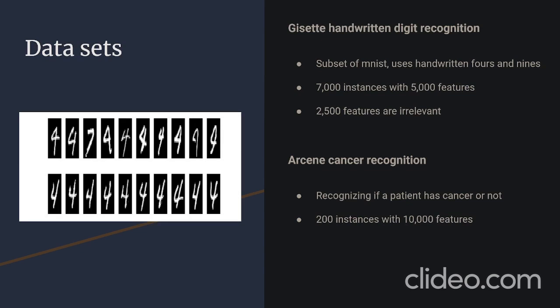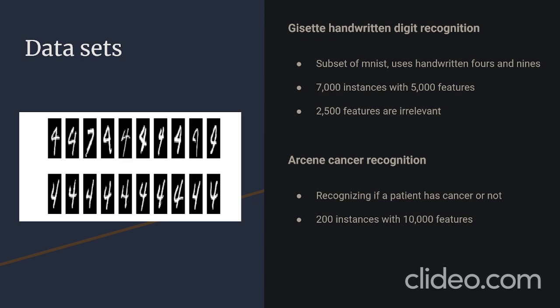So in order to test these feature selection techniques, some special data sets were used. The first one is the Gazette handwritten data set, and this is a subset of the MNIST and uses 4s and 9s that are really hard to tell apart from one another, and the goal is to classify these to the correct number. And this data has been modified for a feature selection challenge by multiplying important pixels together to create higher order features with a more complex representation of the data. And this process results in about 5,000 features with 2,500 that are irrelevant or redundant to the problem.